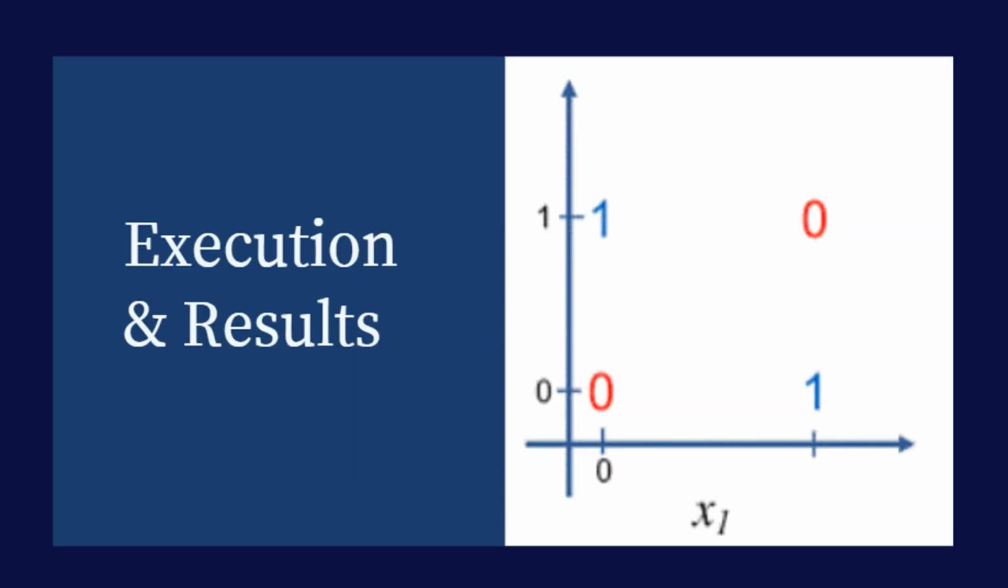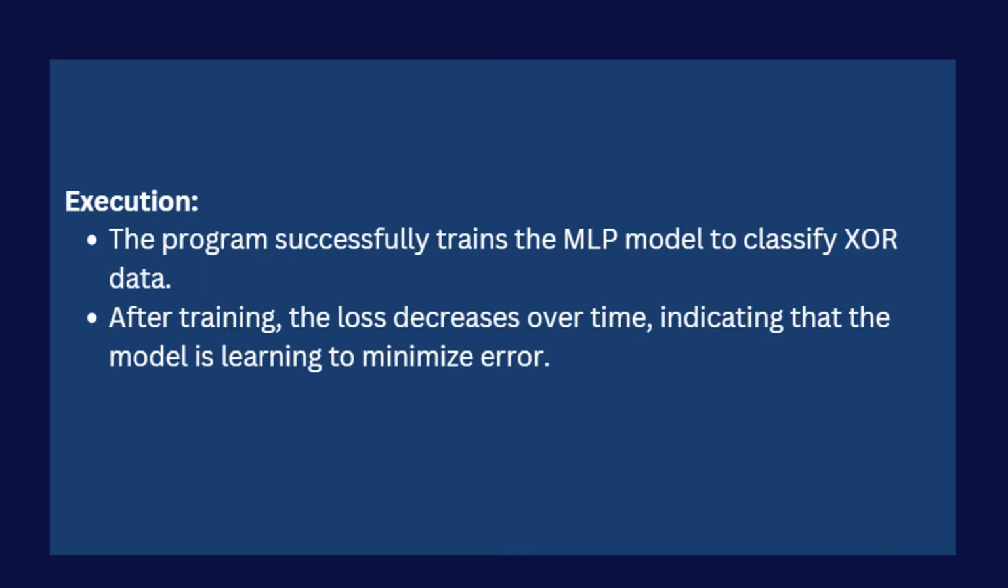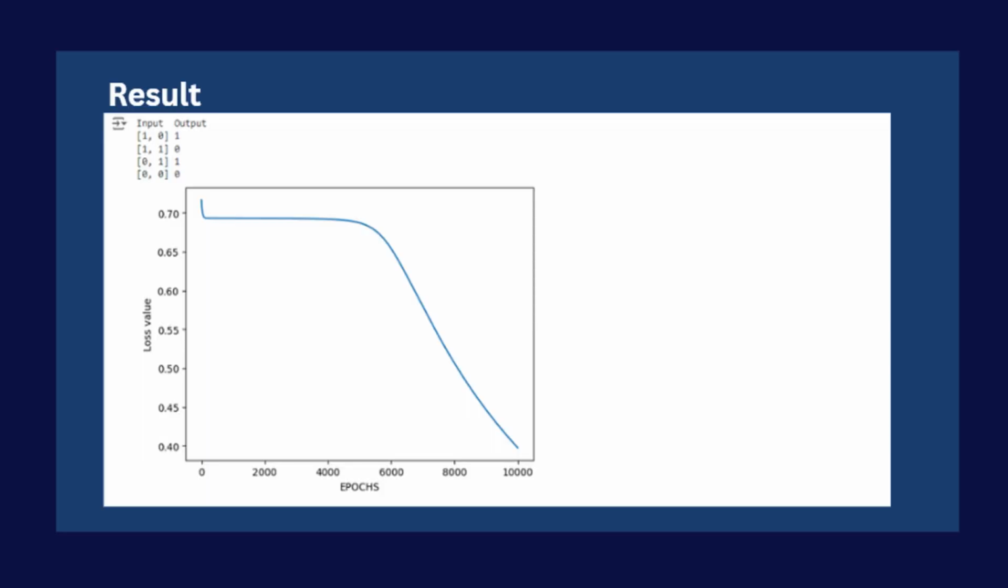Now let's dive into the execution and result. The program successfully trains the MLP model to classify XOR data. After training, the loss decreases over time, which indicates that the model is learning to minimize error. This would be the result, which has input, output, and epoch.